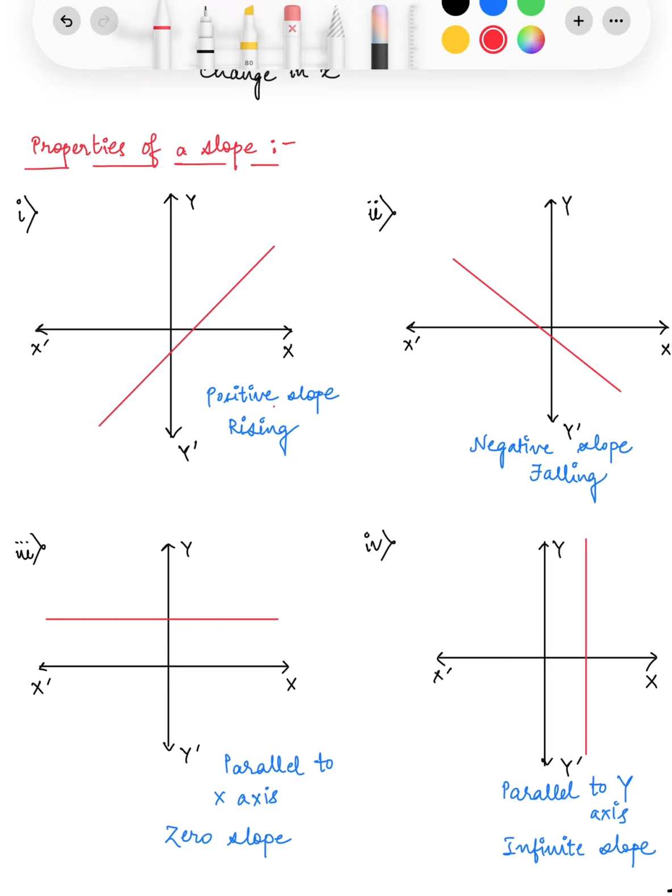So, if this is the line that we have over here, we see that it is a rising line and this will have a positive slope because the change in the y-axis over the change in the x-axis will be positive. Similarly, over here in the second part, we have a negative slope or a falling slope because the change in the y-axis over the change in the x-axis will be negative.